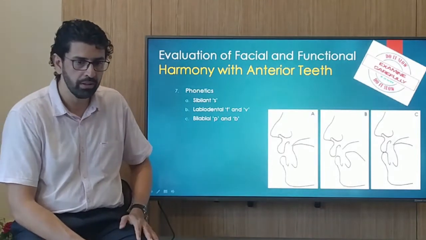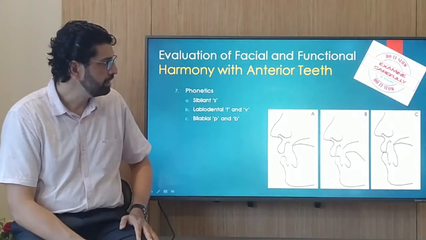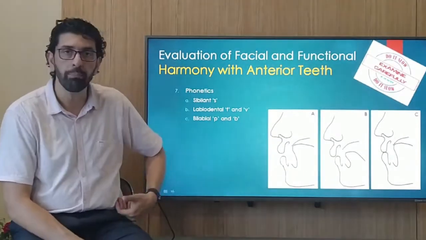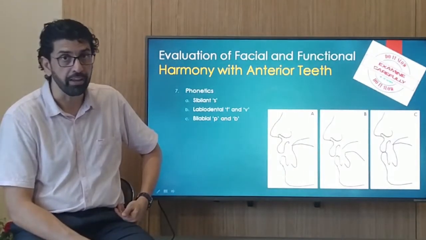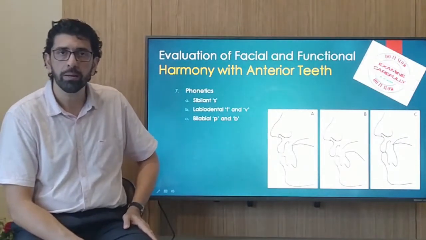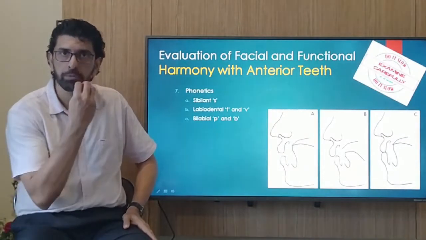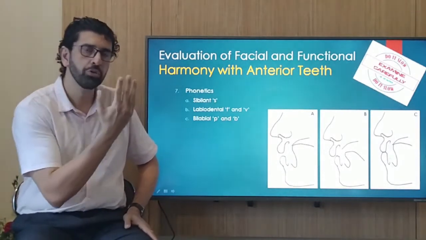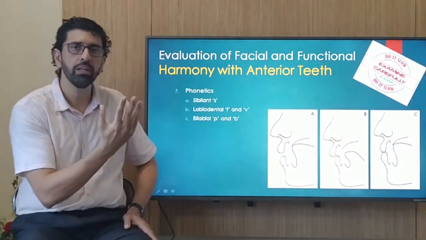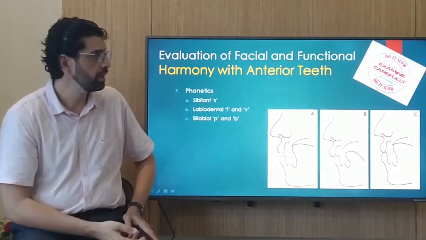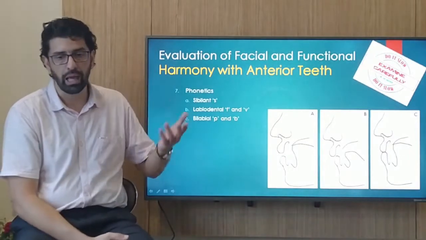You also have the labiodental sounds, F and V, where the tongue is in a much more retruded position, and when he says F, the lower lip touches the upper tooth, F or V. And you have the bilabial sounds, B and P, where both lips are in contact. If the patient is not able to say that because you've placed your upper teeth too far outside, then you need to go back in and place them a little further in so that you can get these sounds accurately.